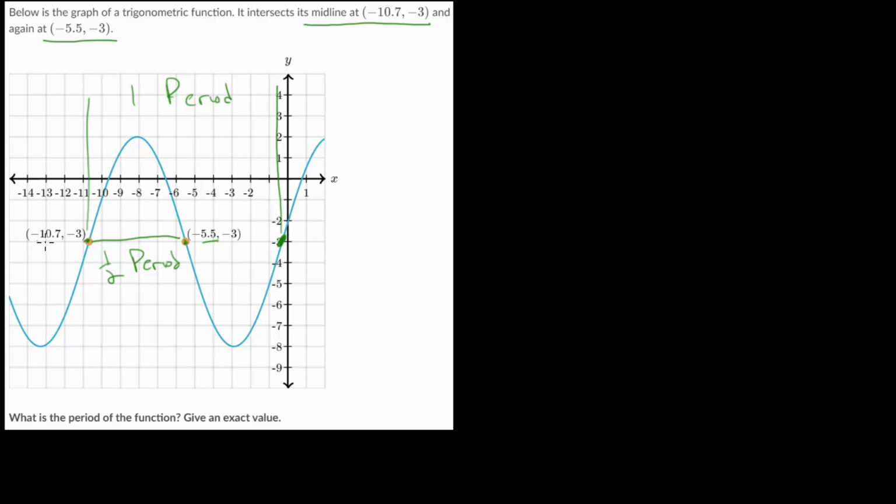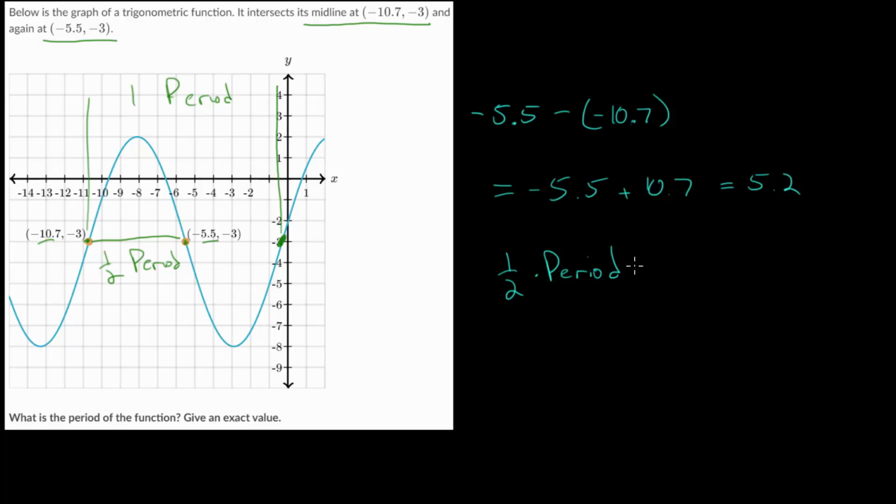And we know the x value of each of these points, so we can just figure out that difference. We can take the larger one, which is at minus 5.5, and subtract the more negative one, which is at minus 10.7, to figure out the length of this line. And we're subtracting a negative, so that's the same as adding. Once we compute this, we get a value of 5.2, meaning that half the period is 5.2. So if we want to figure out the period, we just multiply each side by 2 and figure out that the period is simply 10.4 units.